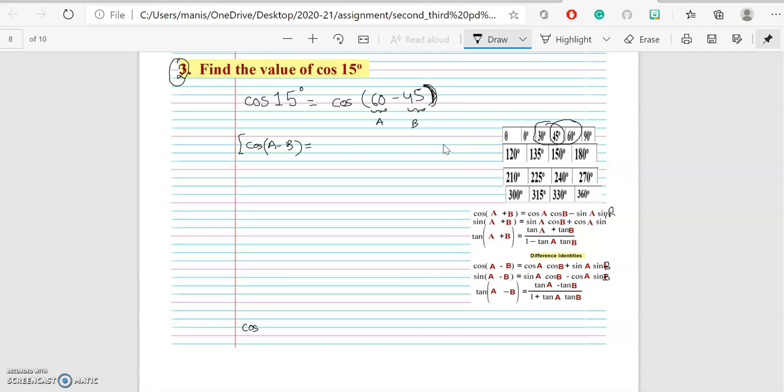So I'm just writing over here. Here you go. It is my formula: cos A cos B minus sine A sine B. How did I get this formula? I got it from here.